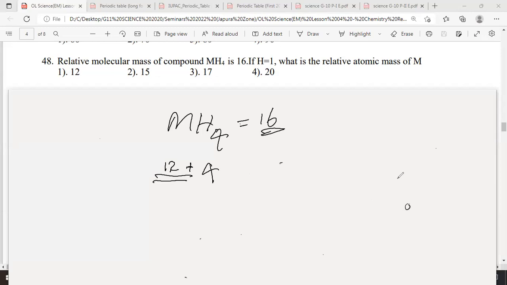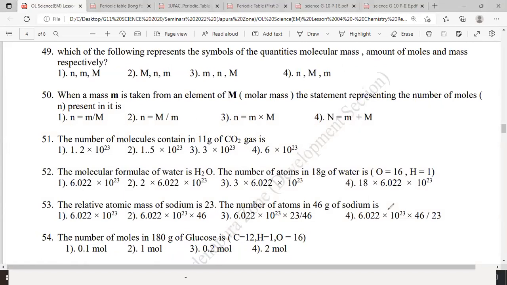Now, question number 49. I'll erase the screen. Answer is 12, right? Question 49: which of the following represent quantities? Molecular mass, or we call it molar mass, so same. Then moles and the mass. So forget about the answers. We'll write the standard symbol, capital M, then simple n and simple m. So I'll mark the answer. It's easy.